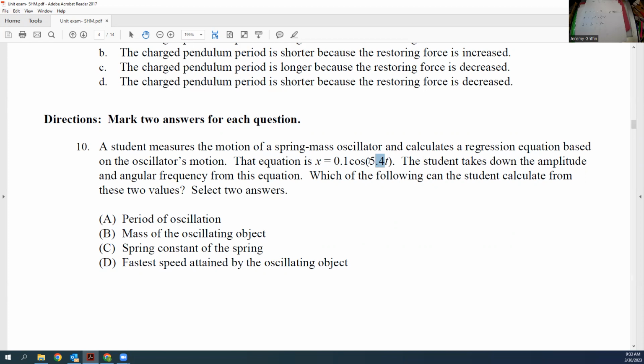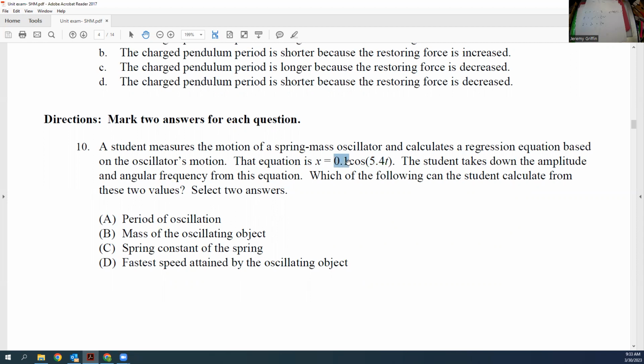And this 5.4 is equal to 2 pi times the frequency. I need to go over that with you guys. I think I'll do it tomorrow. I'll show you oscillation graphs as part of the review. And so the larger the value of this is, the shorter the time period is going to be. The student takes down the amplitude and angular frequency from this equation. Which of the following can the student calculate from these 2 values?